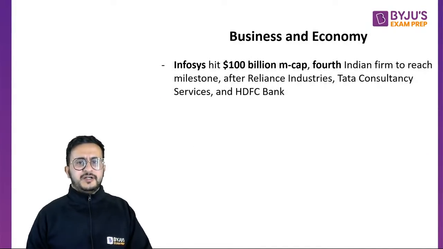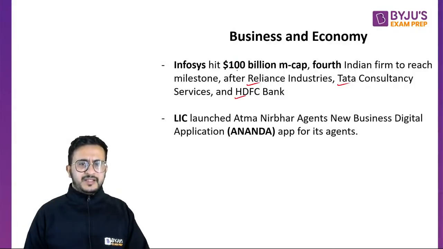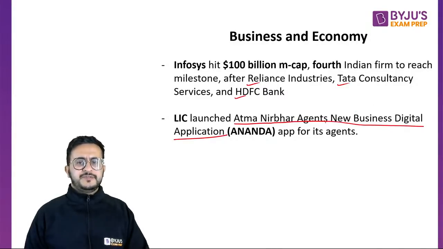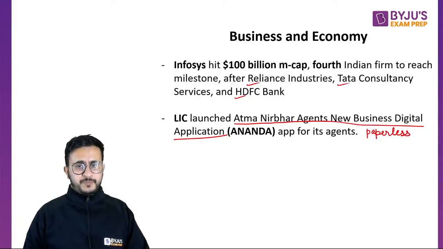Then Infosys became the fourth Indian company to hit $100 billion market cap, right? Followed by Reliance Industries, Tata Consultancy Services, and HDFC Bank. Then LIC launched an app called Anand app, Atmanirbhar Agents New Business Digital Application. That is basically for its agents for paperless work. They can just use the app and register users. They don't need to use papers and all.